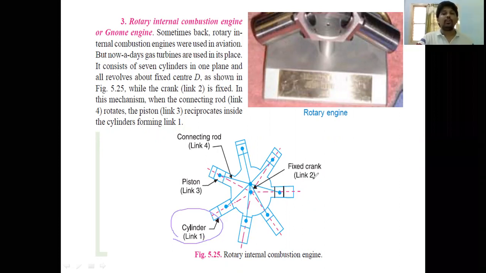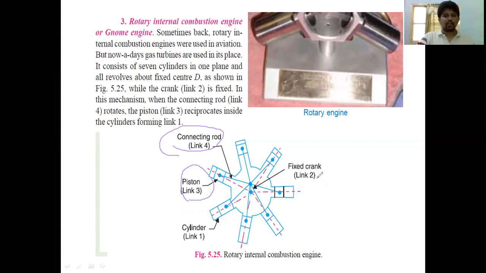Link 2 is our fixed crank, which is here. If you see, this is a fixed crank. That means the rotation of the total engine is about that fixed point. And the third one is our piston. You have 7 cylinders, so you have 7 pistons, but every piston together is just link 3. And the next one is the connecting rod. The connecting rod connects the piston and the fixed crank, which you are defining.